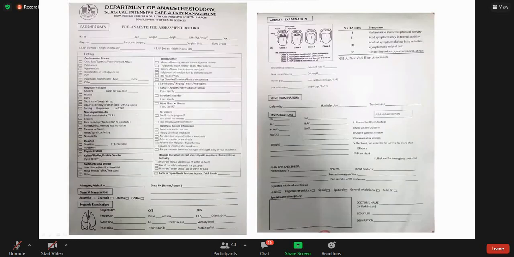So this is the paper. This paper is from my residency period. It is from Civil Hospital Karachi and includes the pre-operative assessment of the patient. It has the complete history. I want you guys to just copy and learn this. You will automatically understand the entire pre-operative assessment.